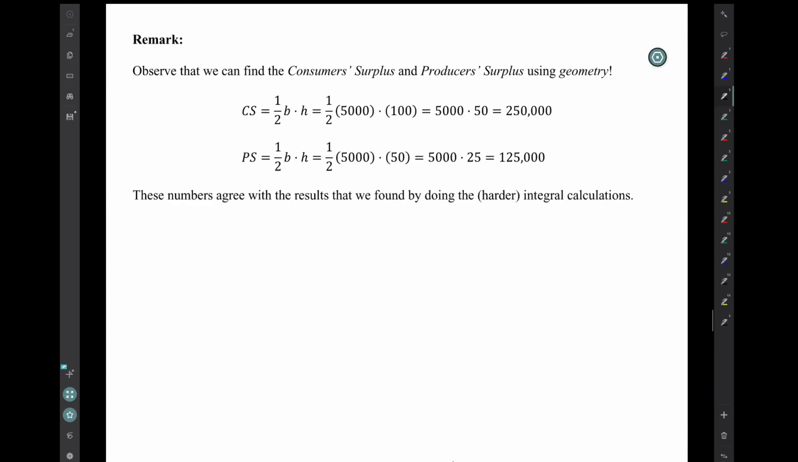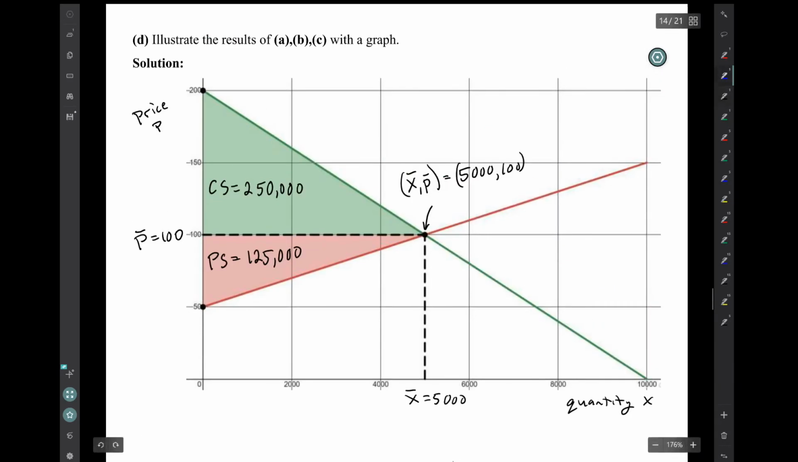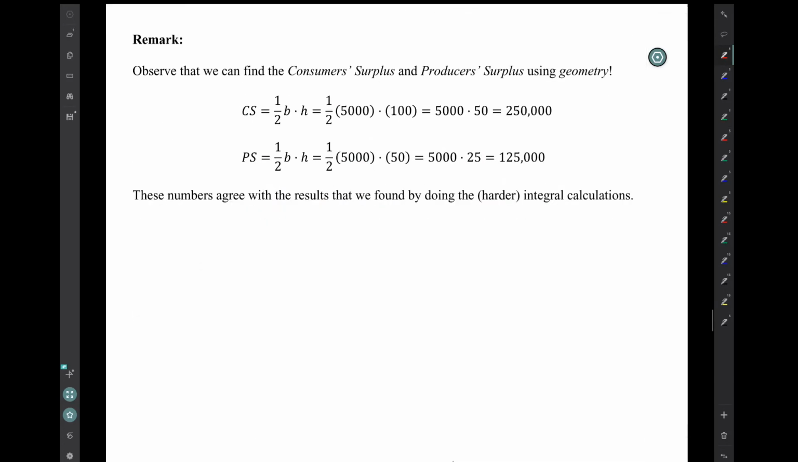Quick remark. Observe that we could have found the consumer's surplus and producer's surplus using geometry. These regions are triangles. The base for both these triangles is 5,000. The green triangle has a height of 100. The red triangle has a height of 50. If we use those numbers in the formula for the triangle area, there's our base of 5,000. For the green triangle, there's our height of 100. For the red triangle, there's our height of 50. We end up with those numbers: $250,000 for the consumer's surplus and $125,000 for the producer's surplus.